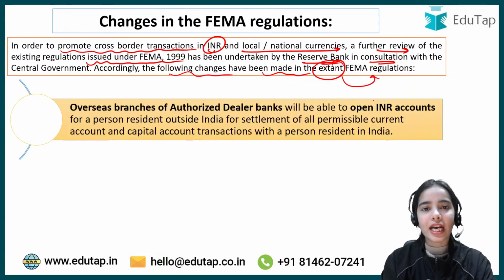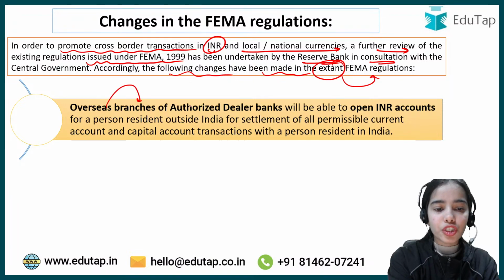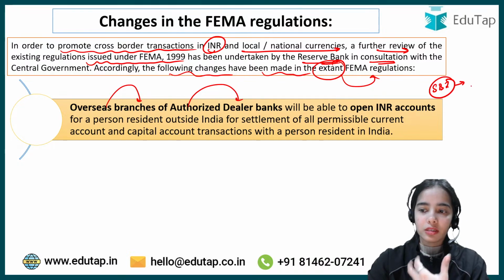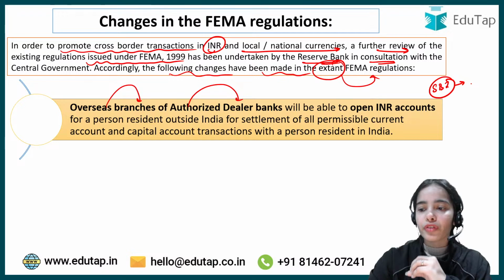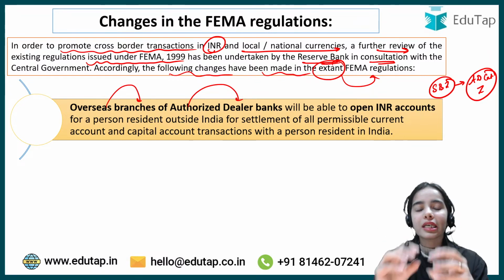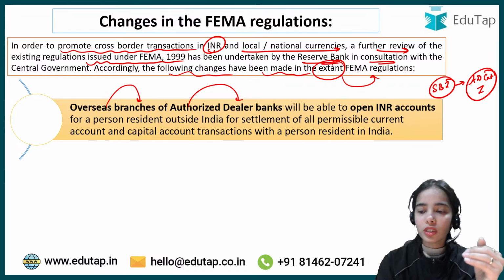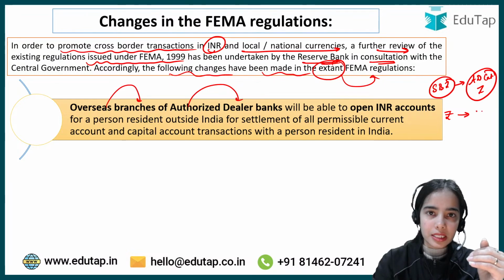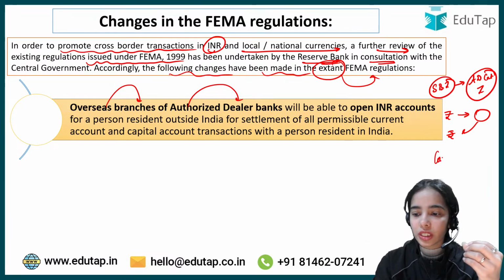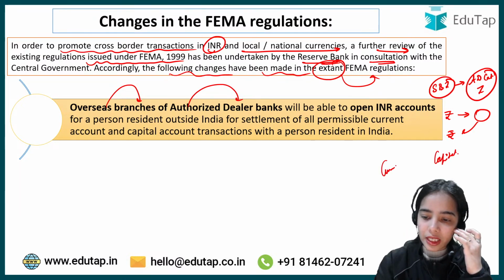So first of all, it has been said that the overseas branches of authorized dealer banks, let's say the State Bank of India, which has got permission from the Reserve Bank of India to work as authorized dealer category 1. Authorized dealer category 1 means that State Bank of India can convert the rupee into any other currency and any other currency into rupees for capital and current account transactions. Now, the capital account transactions and the current account transactions.